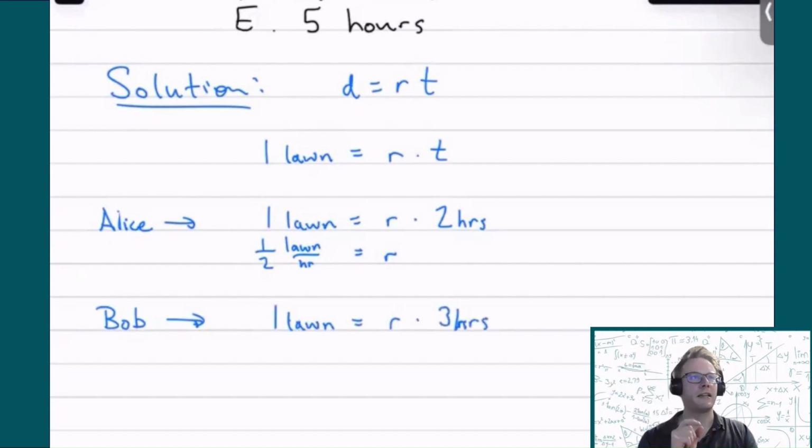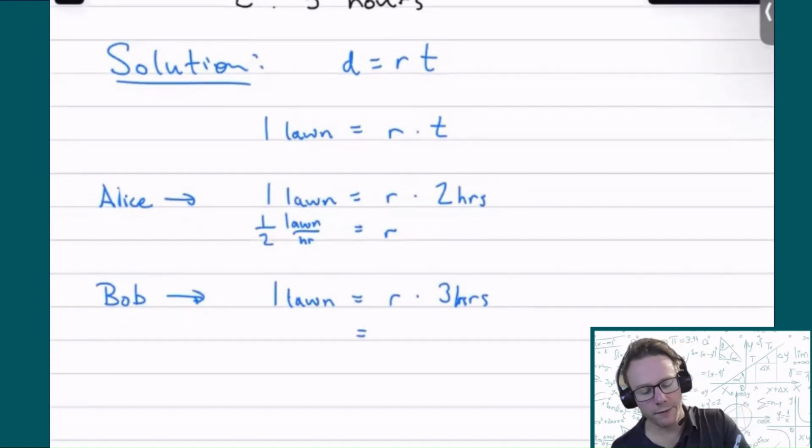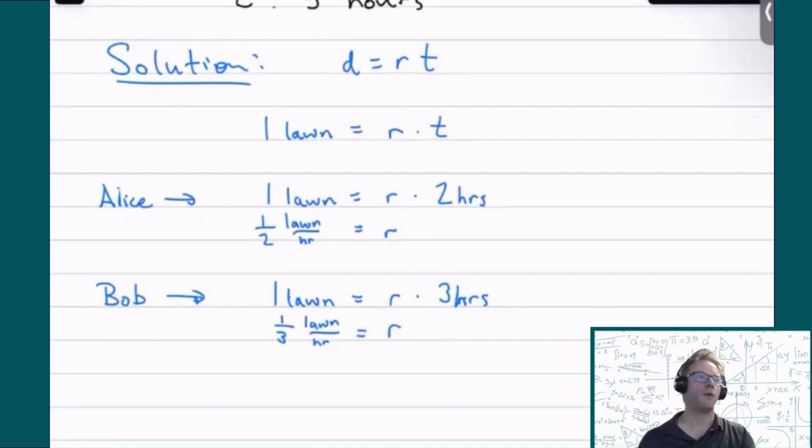And this is where technically it would be better to maybe use some subscripts, because these R's are not the same. They're going to be different. In fact, let's just go ahead and solve for this other R here. So R would be one lawn every 3 hours, or 1/3 of a lawn per hour. These are not the same R's, and so they really shouldn't have the same notation.